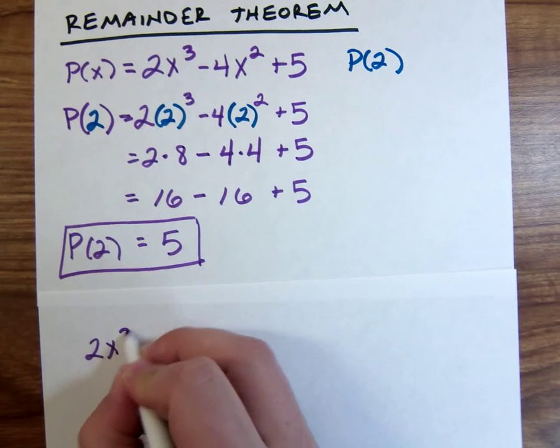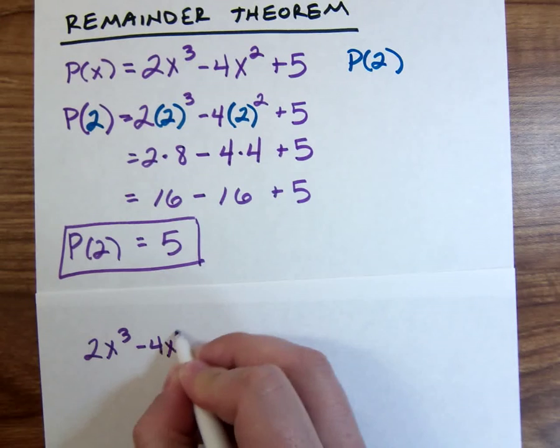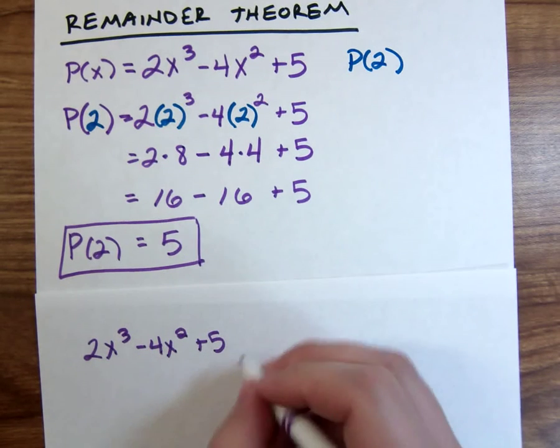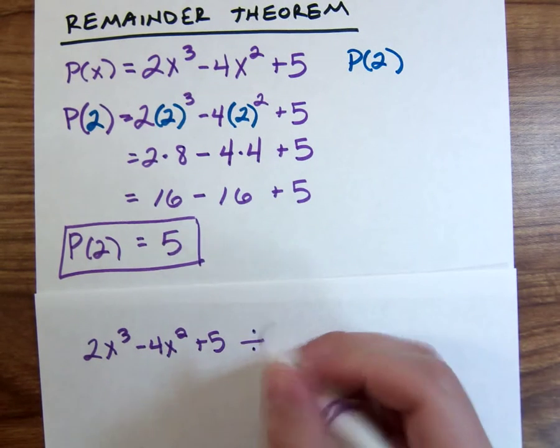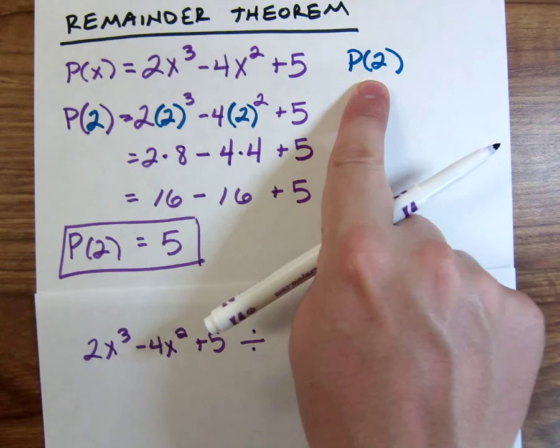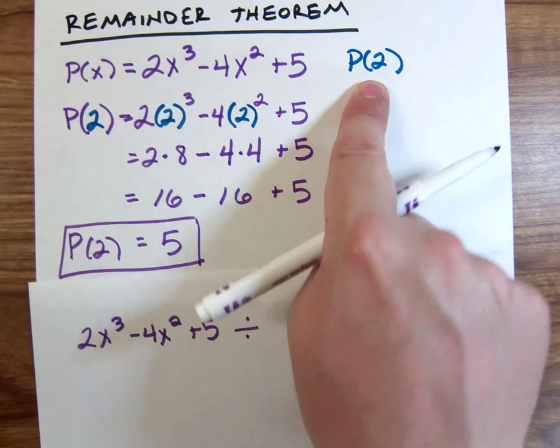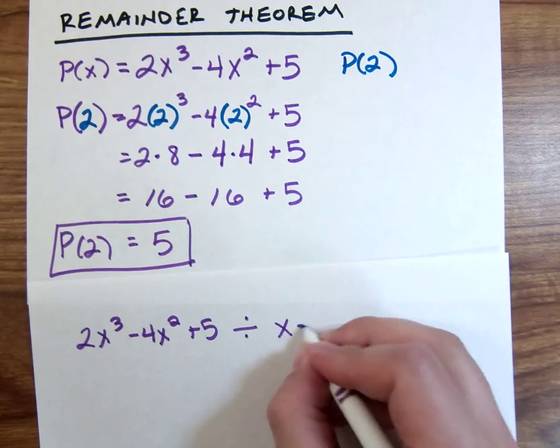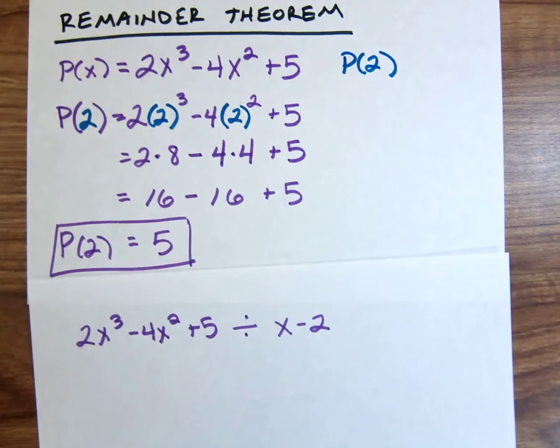which was 2x cubed minus 4x squared plus 5. And now let's do some division, and let's divide by something where the c is 2. Now, dividing by something where the c is 2 means we're dividing by x minus 2. If the c is 2, we're dividing by x minus 2, right? That makes sense? Okay. Let's do synthetic division here.